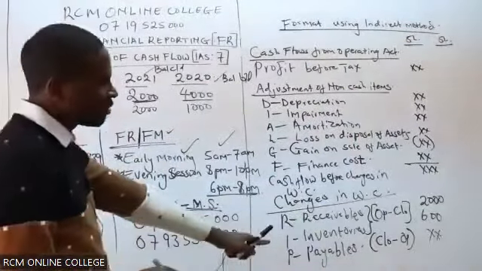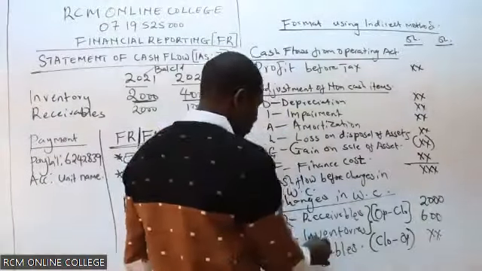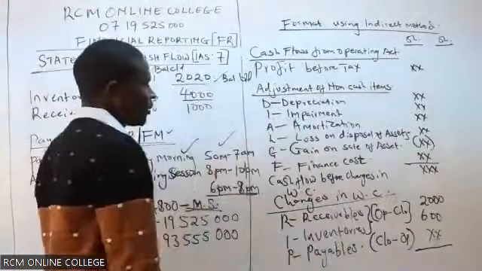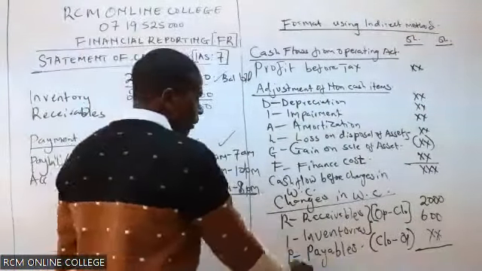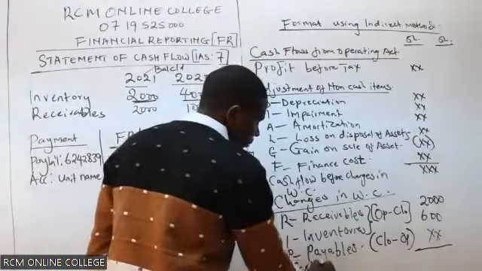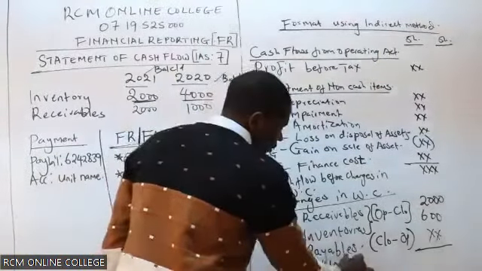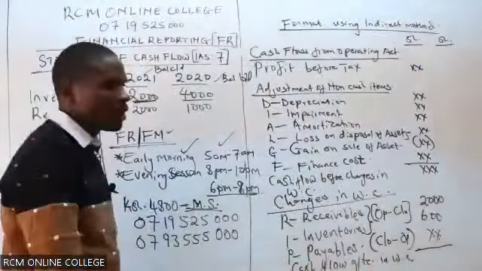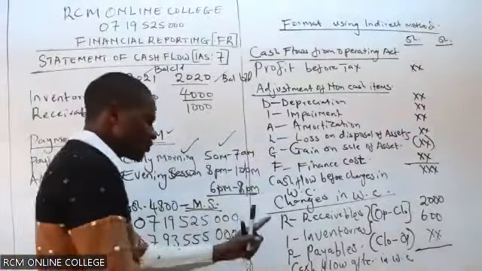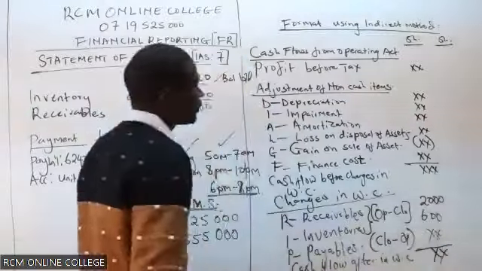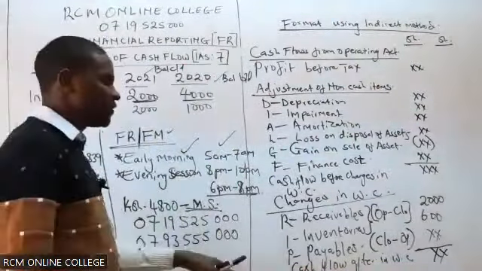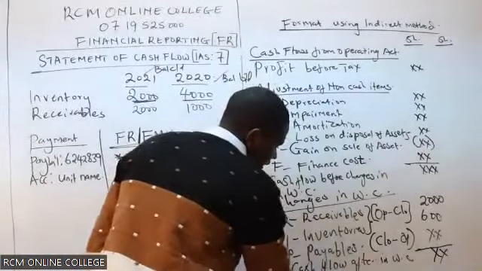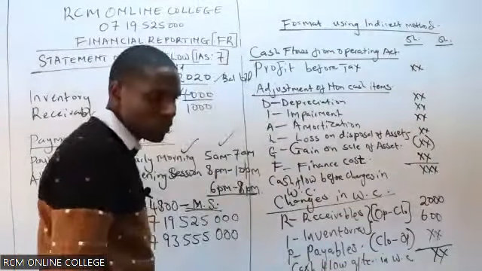Class, let's finish up here. Acha tumalize hapa. Now, after that, you can come here and get cash flow after changes in working capital. Once you get that, we are almost done with the cash flow from operating activities. You less tax paid. Is it really visible? Tax paid.